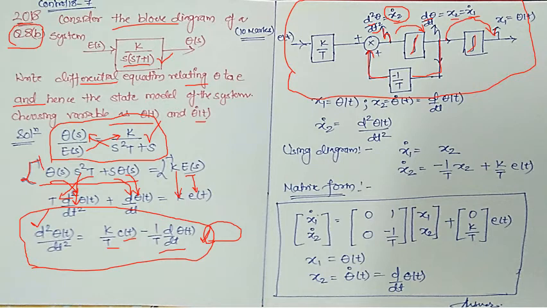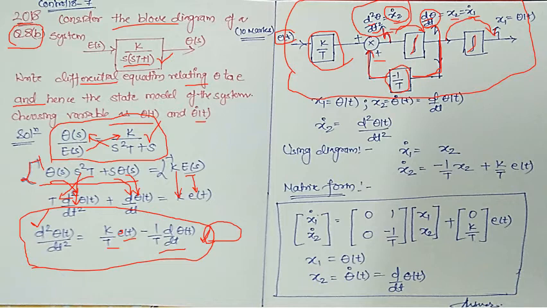Now if you see this point, d2 theta upon dt2 is equal to K by T multiplied with E(t) minus 1 upon T into d by dt of theta(t). So d by dt of theta(t) is here, which is going to 1 upon T with a negative sign and going to this summer. Hence the first equation is done.